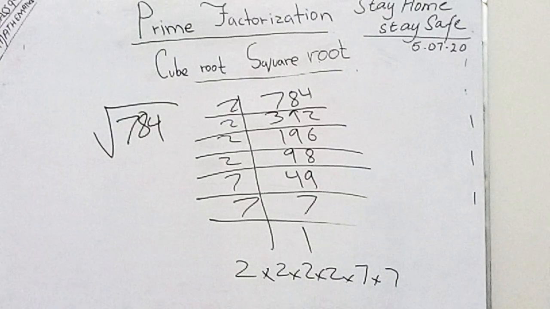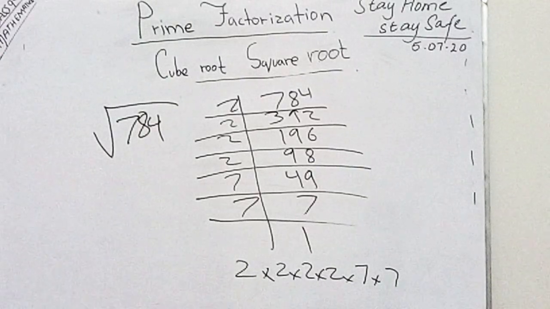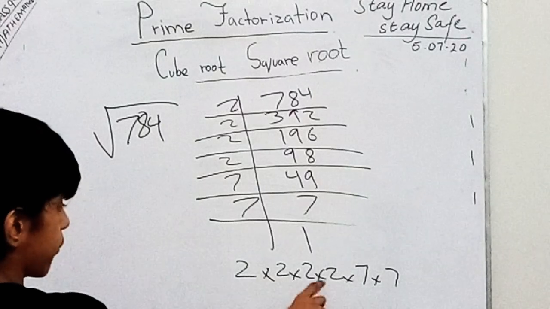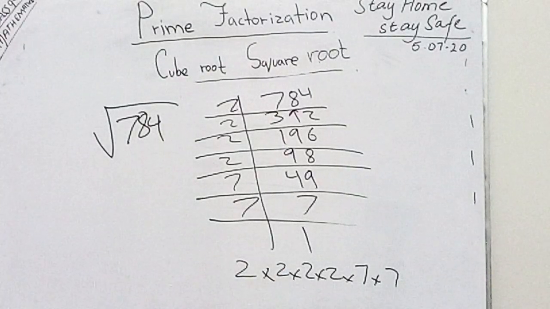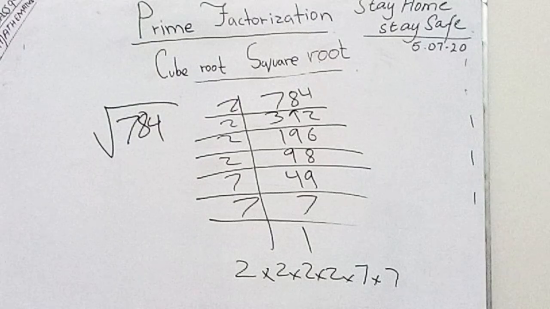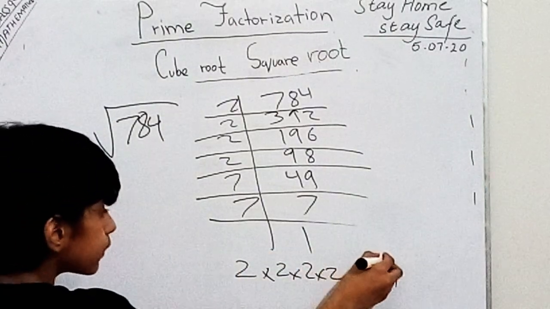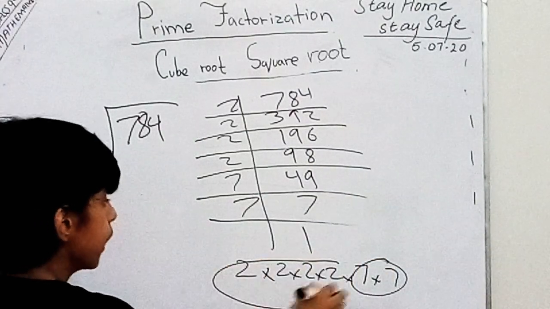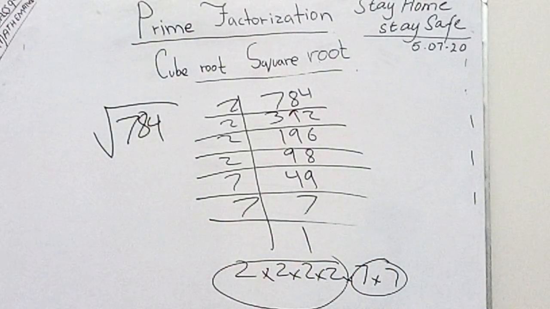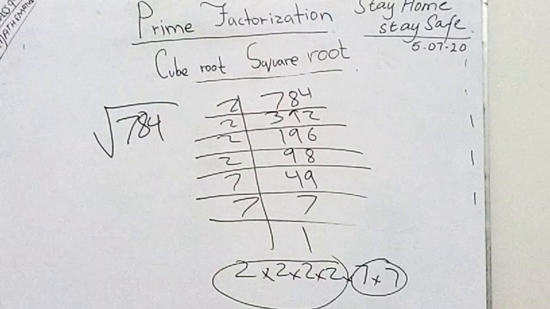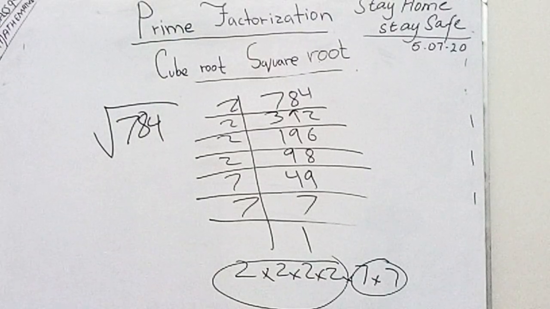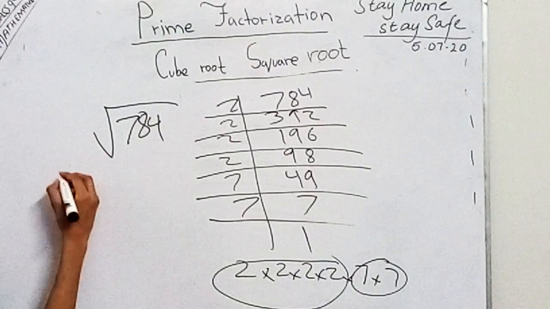So now we don't have to write 2 to the power 4 multiplied by 7 squared. We have to do it another way. There are four 2s and two 7s. That means we have to make two sets of the factors we got, because we are finding the square root. If I had to find the cube root, we'd make three sets. So let's make two sets.